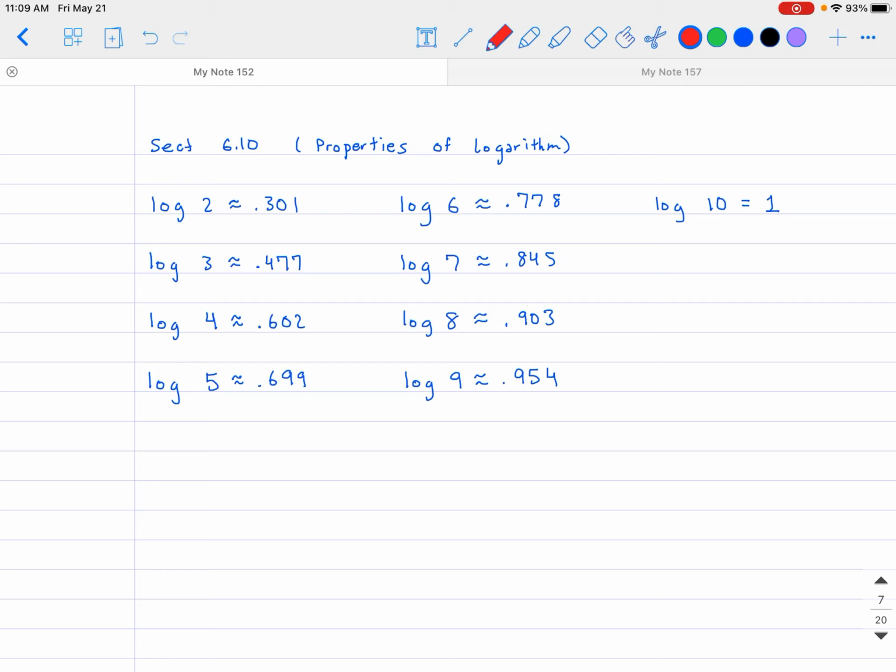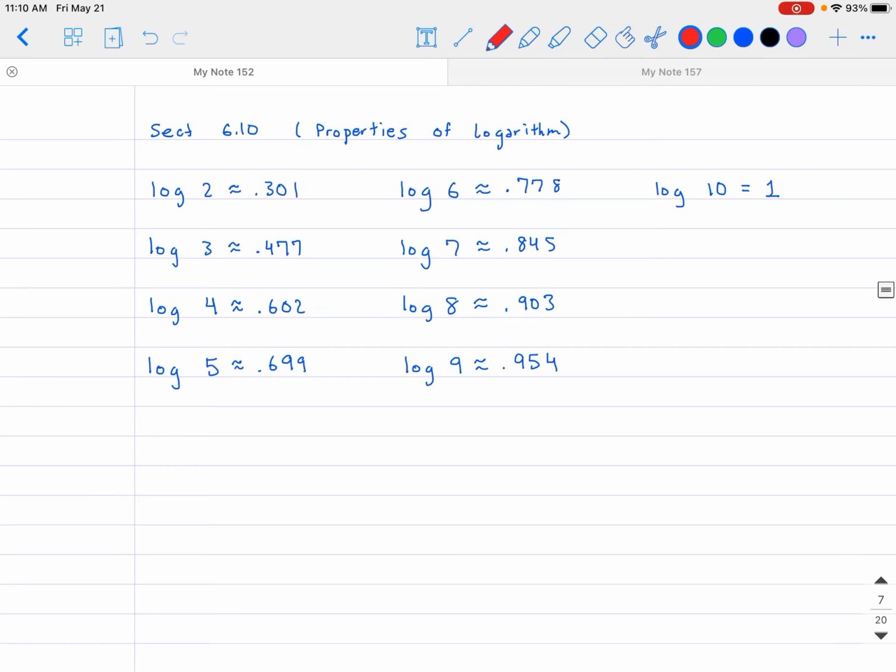But if I take a look at these numerical values of the logarithms, you'll notice that some of these numbers have some things in common. For example, let's take the log of 2 and add it with the log of 3. That is 0.301 plus 0.477, and if I add those together, that is equal to 0.778, which looks like the same thing as the log of 6.